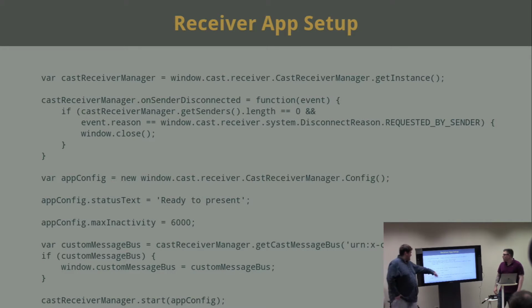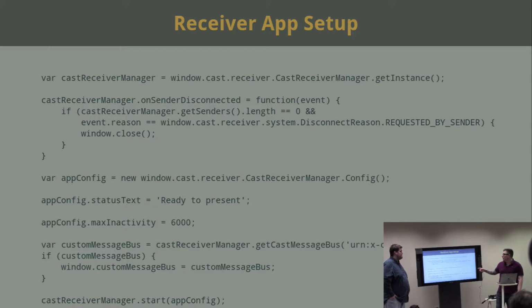We can set max inactivity, but the important one here is we're actually setting up a custom message bus. So this allows us to receive custom messages from the sender and start doing things with them. We'll go into that a little bit more in a couple slides. And then finally, the last one is start. There's also a stop. Stop doesn't close down the application, but it stops receiving messages and interacting with the Google Cloud.